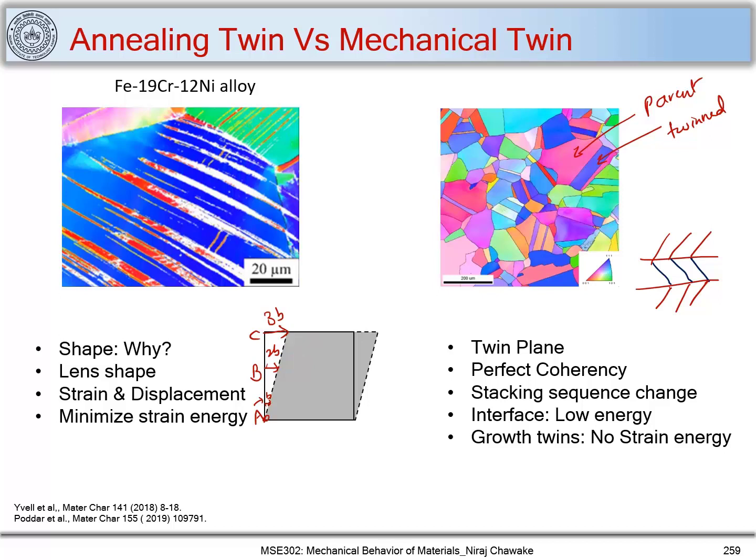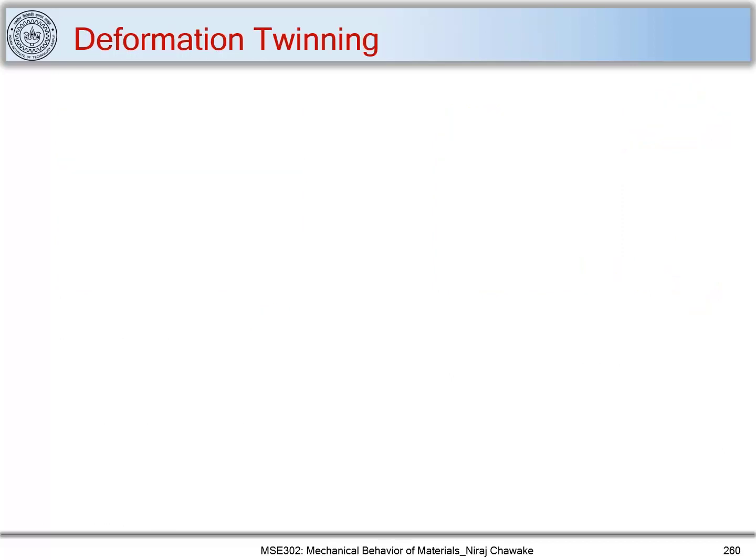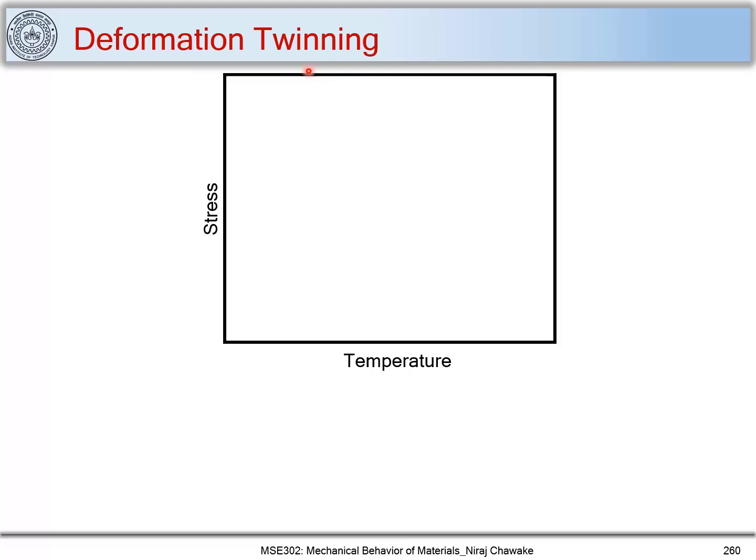And thus this is associated with strain energy, because this forms during the plastic deformation of a material. Now let's move ahead. Let's look at deformation twinning in more detail. So we have this deformation twin. Let's plot the stress required for twinning with respect to temperature.